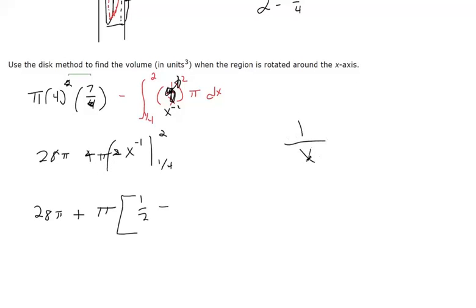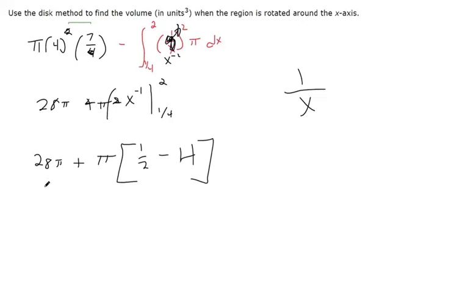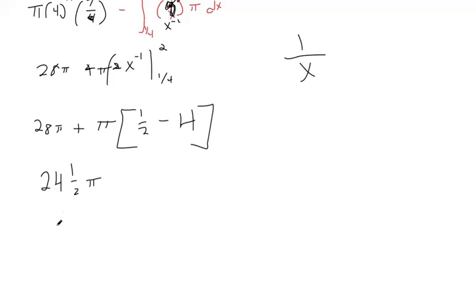Then if you plug in 1/4 here, this is 1 over x, right? So it's 1 over 1 over 4, so it makes it 4. So we've got 28 pi plus a half of pi minus 4 pi. So that's 24.5 pi, which is 49 pi over 2.